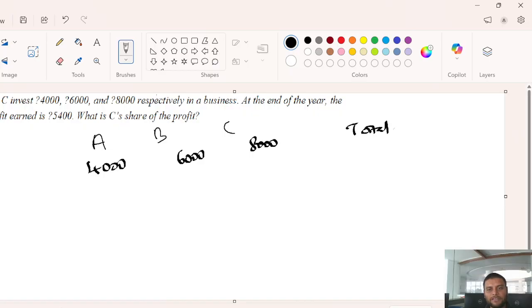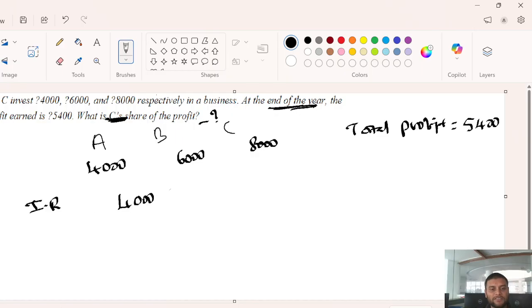Total profit is 5,400 at the end of the year. Then they are asking for the share of C. This is a simple partnership question guys. To find the share of C, first we have to find the investment ratio. It is clearly given that at the end of the year, which means they have done the business for the first year. 4,000 rupees is A's investment, which is staying in the business for 12 months. 6,000 rupees is B's investment, staying for 12 months. 8,000 is C's investment, staying for 12 months.